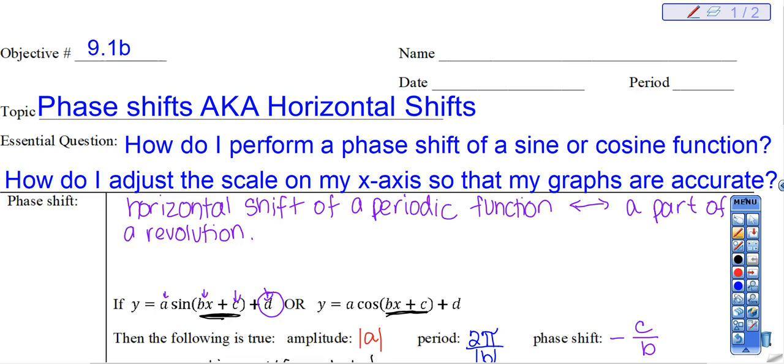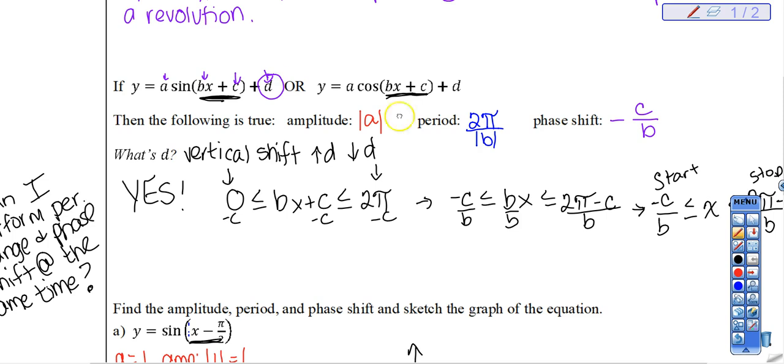Right, so just a reminder of what your objectives are. We're performing phase shifts of sine and cosine functions, but actually today we're not just going to do phase shifts, we're also going to be doing period changes. And so compressions with a phase shift or a stretch with a phase shift. So let me just remind you that we're working with the sine function and the cosine function.